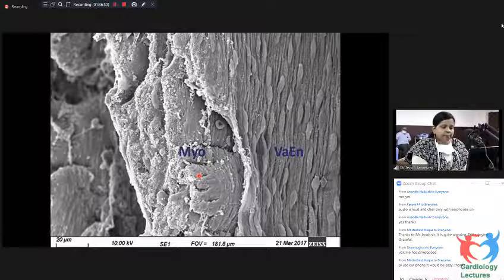Good afternoon, everyone. Now we are going to zoom inside the heart and see the cells magnified from 100 to 1,000,000 times. So first we are going to see the pericardium. This is the horizontal cut section. You can see the visceral pericardium and the parietal pericardium and the space in between.